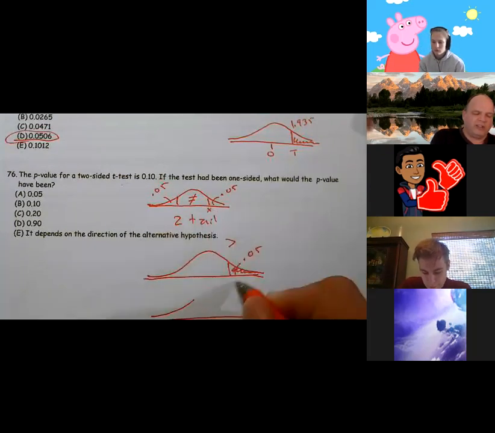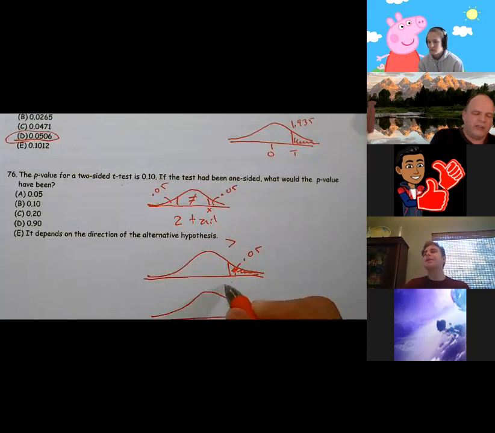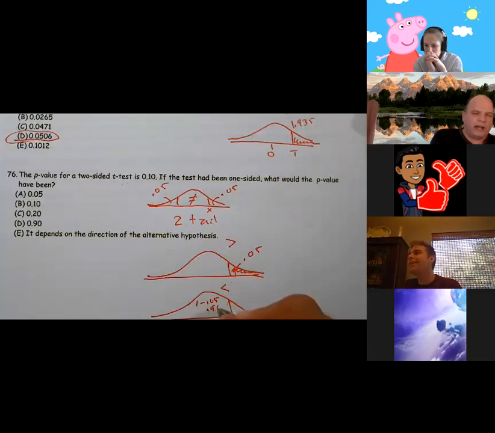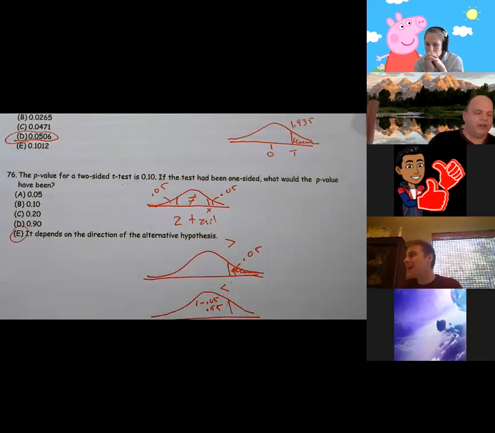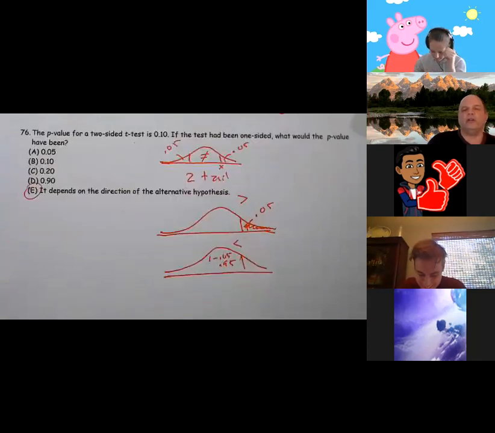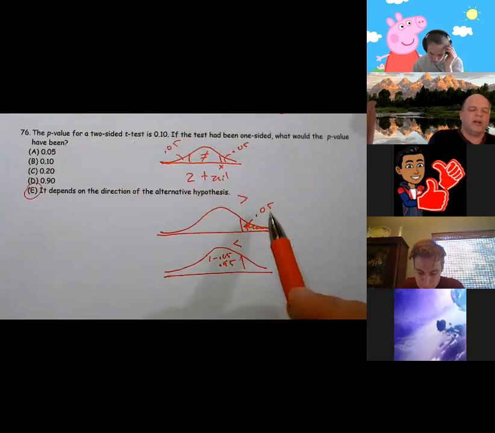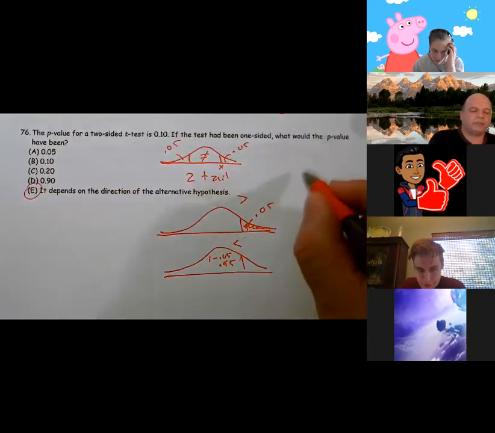But if my test statistic, what if I had drawn it this way? Then what would it have been? It would have been 1 minus 0.05, which is 0.95. So it depends on the direction of the alternative hypothesis. It's either going to be half.